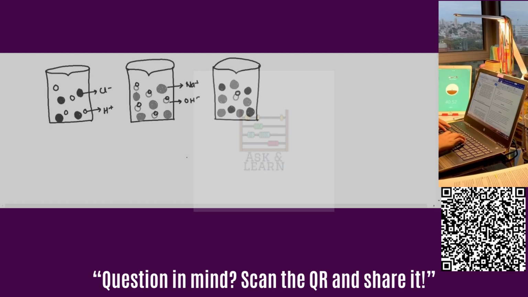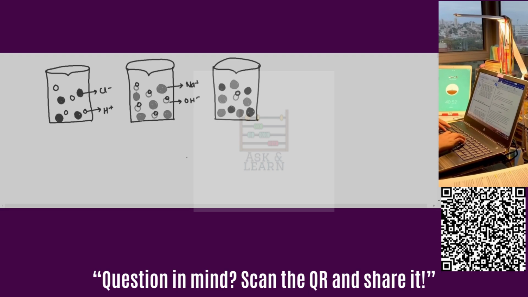In this problem, it is given that these two beakers represent solutions of HCl and NaOH. Draw the third beaker showing the ions that remain after the reaction has gone to completion.